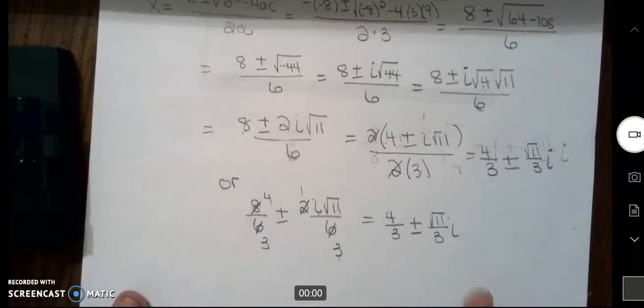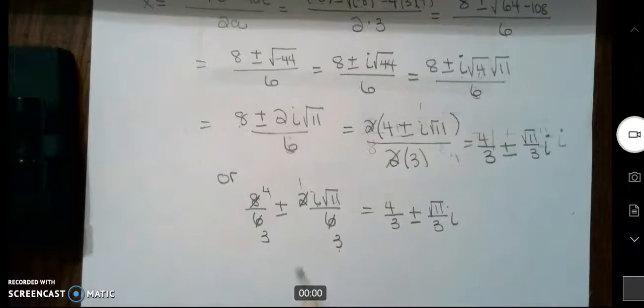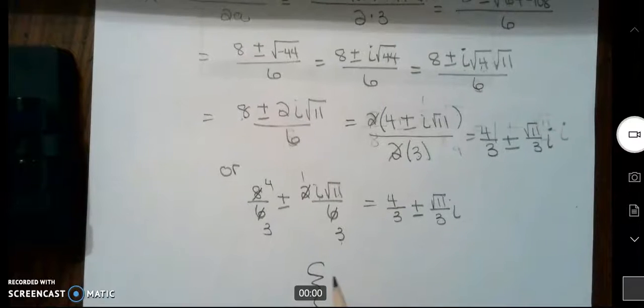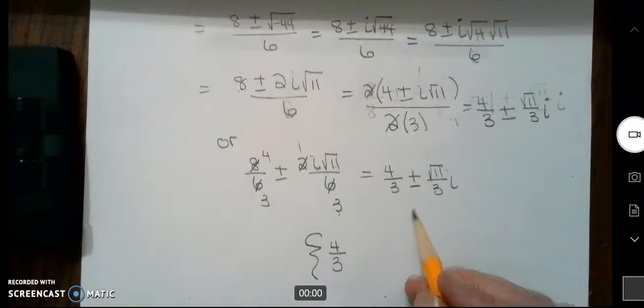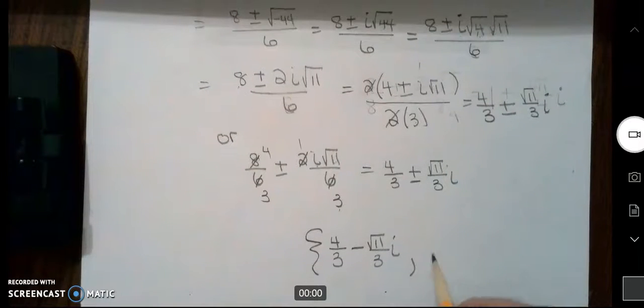Now in the homework, they'll want you to write both of these out separately. So you have to put the minus and the plus. So when you put this in the homework, you want to put 4/3. I always put the smaller one first just to play it safe. So I put the minus one first. That's the one answer. And then they want you to separate by comma. And the other one is 4/3 plus square root of 11/3 i.